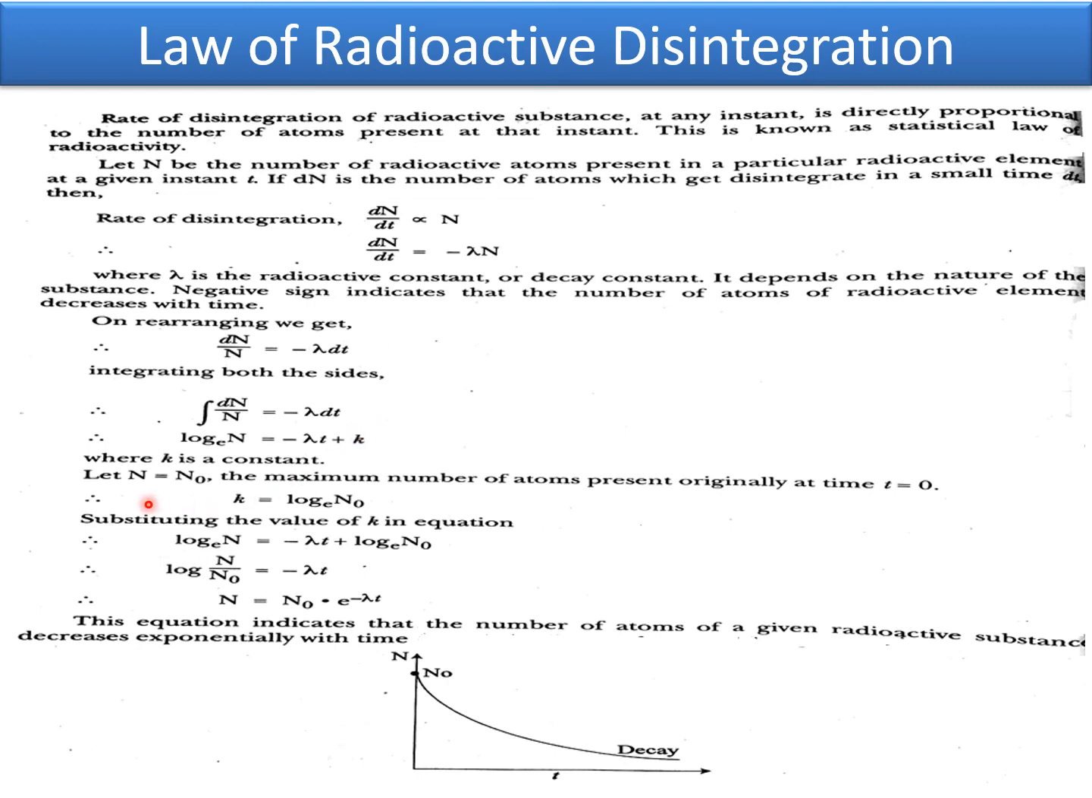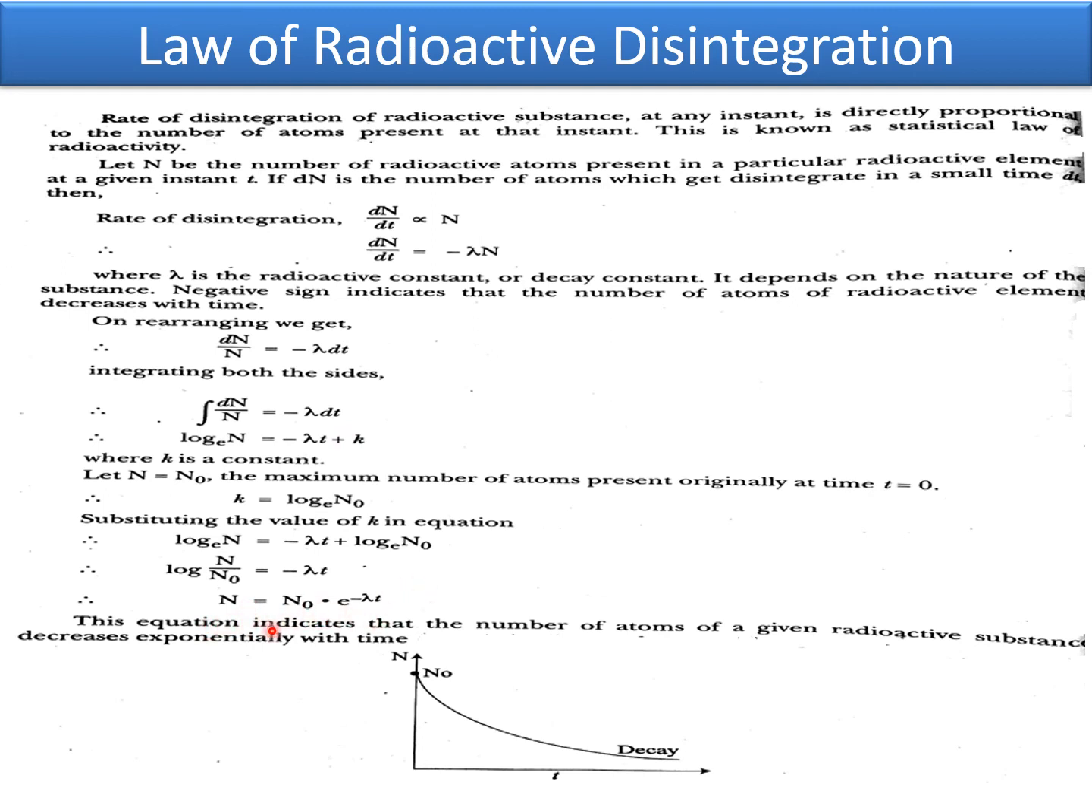We take the initial condition. What is that initial condition? We take N = N0 when t = 0. This leads to k = ln N0. We substitute the value here and simplify, and we get N = N0 e^(-λt).